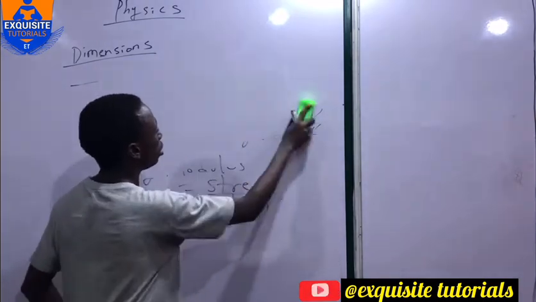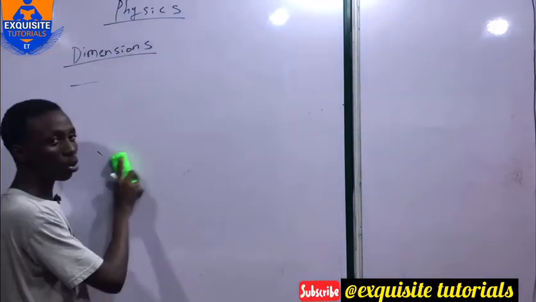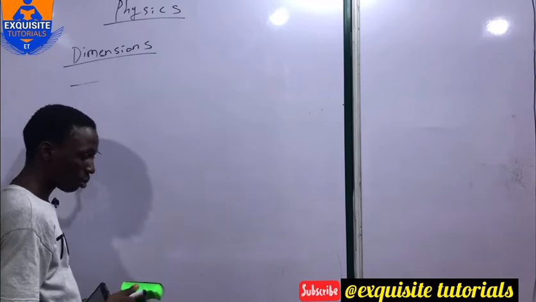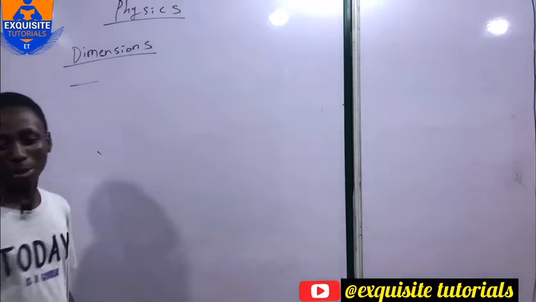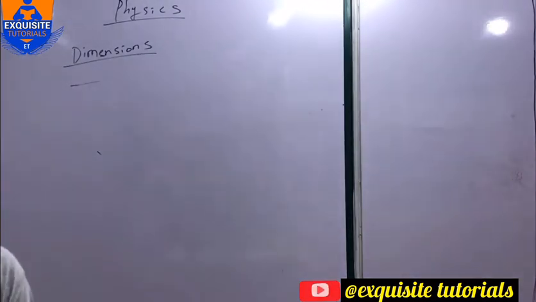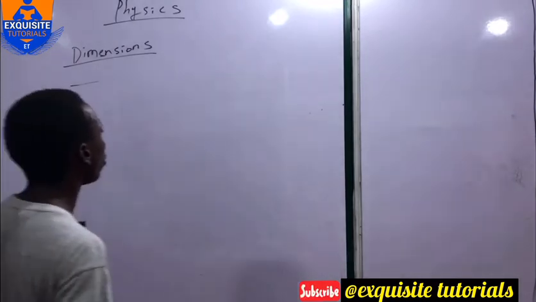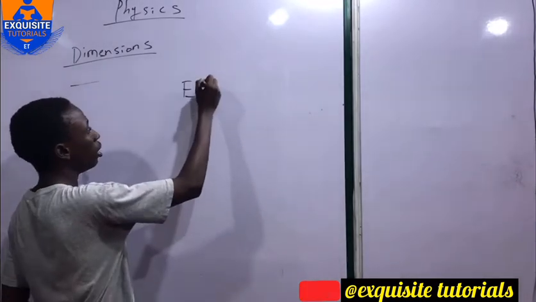Now let's also take the dimension of other quantities that might be used that are very popular. We have heard of this one before. The dimension for electromotive force.